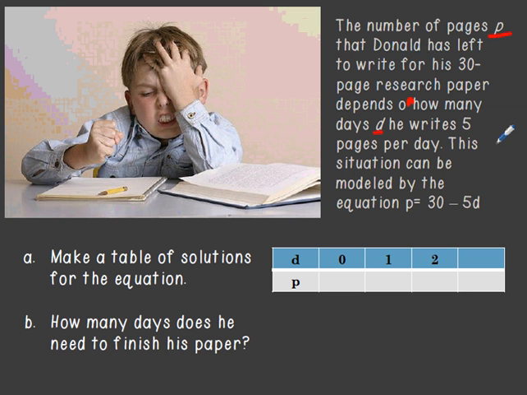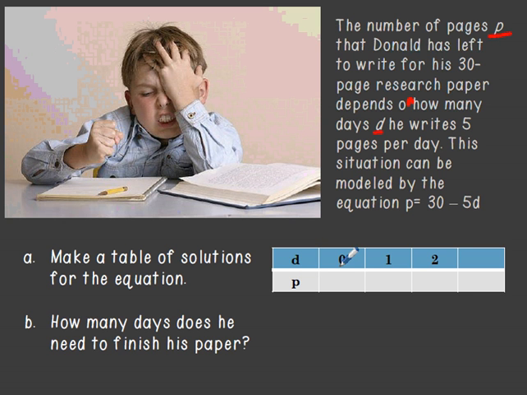Okay, thank you for coming back. Hopefully you've come up with P is for pages, because they did tell us that, and that you came up with D for the days, and right here it tells us 5 pages per day. So that means you're going to be multiplying, and since we're reducing the number of pages, we're going to be reducing it by 5. And he has a total of 30 pages. So D is for days, P is for pages.